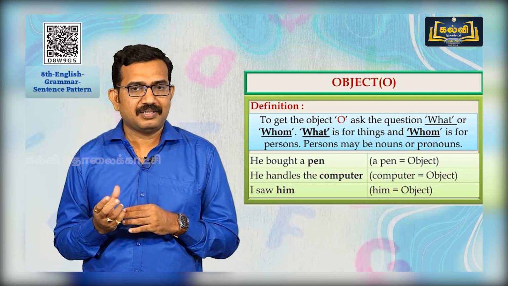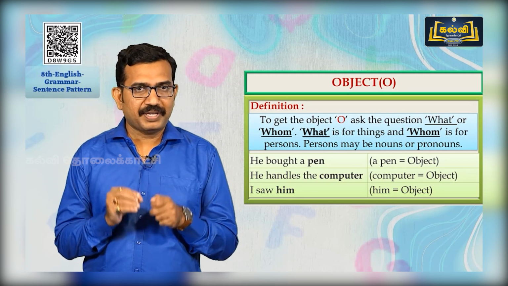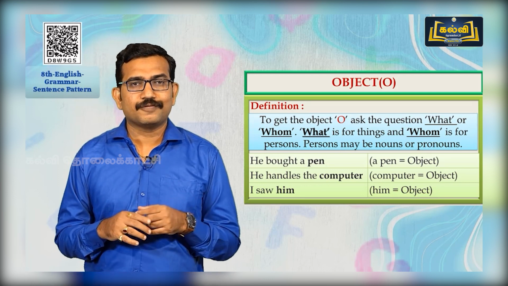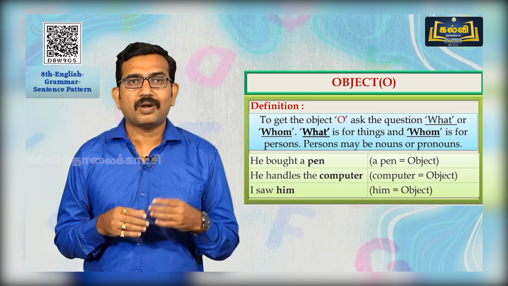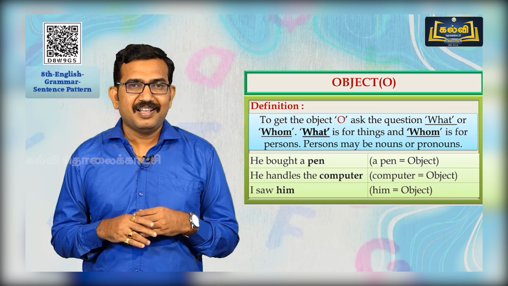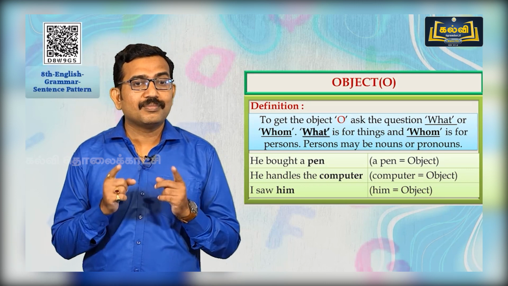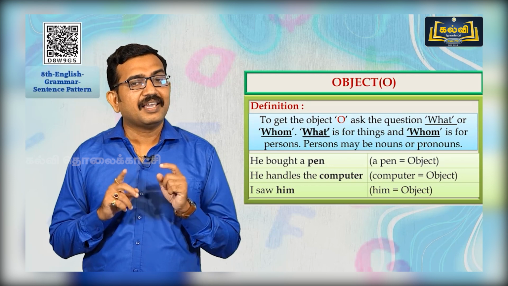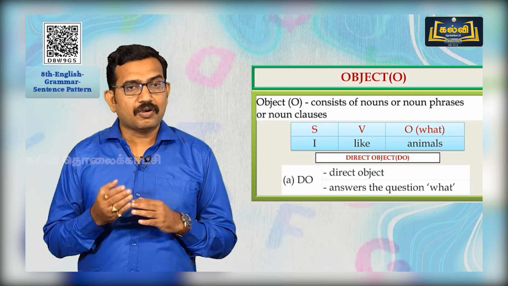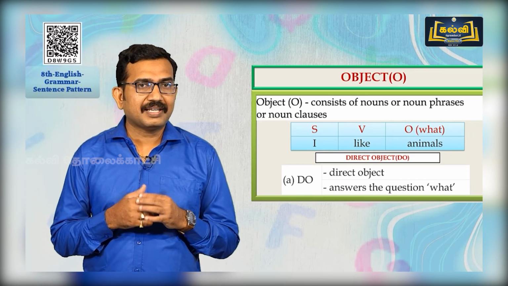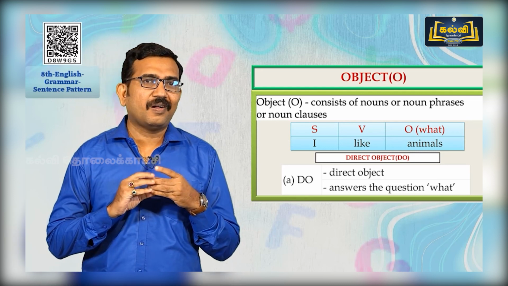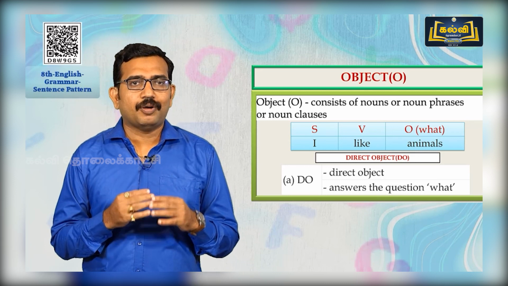He bought a pen. What did he buy? A pen. So it is an object. He handles the computer. What does he handle? Computer. Then it comes as an object. I saw him. Whom did I see? Him. This is also an object. Object consists of nouns, noun phrases or noun clauses. What can come under object is nouns, noun phrases or noun clauses. All these three come under object.